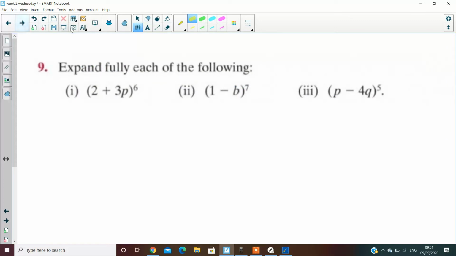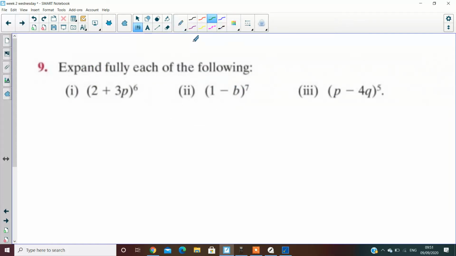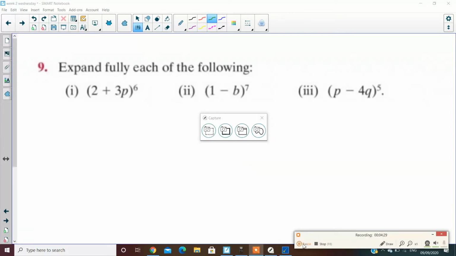Question 9. Expand fully the following. Is there any of these you want me to do? Yes. 3, okay?